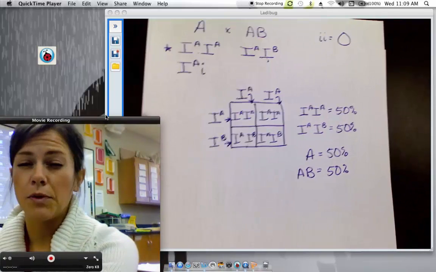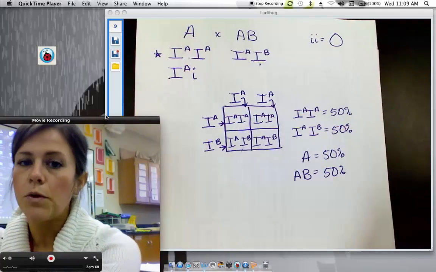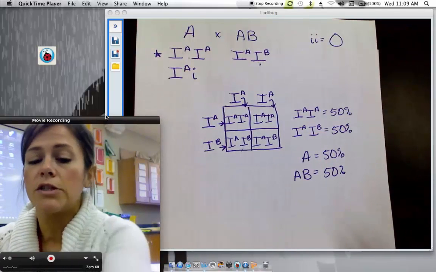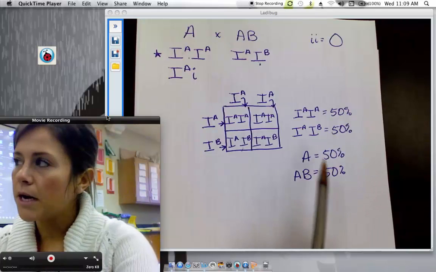Let's do one more example. And again, guys, I want this into your notes. If you wanted to write anything else in your notes while you watch the PowerPoint, that's perfectly fine, but at least get this in here.